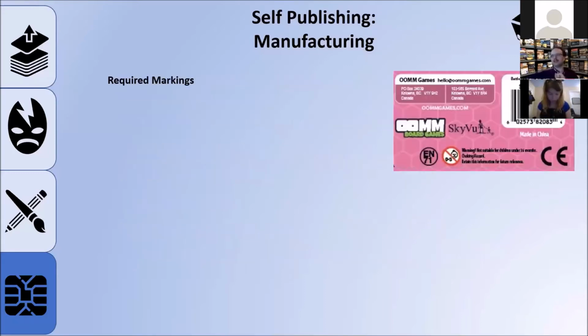So first off, required markings. Pretty much everyone knows that on a board game, you need the play time. You need the recommended age for the game. You need the number of players. You need the company that made it. You need the person who designed the game. All these sorts of things. Those are basic bits of information that most people just know at this point in time. But there's a lot more than that that's needed on a game box.